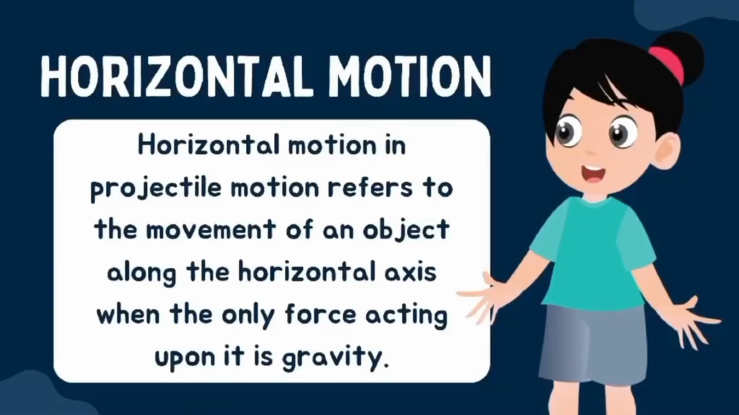Horizontal motion in projectile motion refers to the movement of an object along the horizontal axis when the only force acting upon it is gravity. This means that when an object is projected, it moves forward horizontally while gravity pulls it downward. Gravity affects only the vertical direction, not the horizontal. Therefore, the motion along the horizontal axis happens independently of gravity.